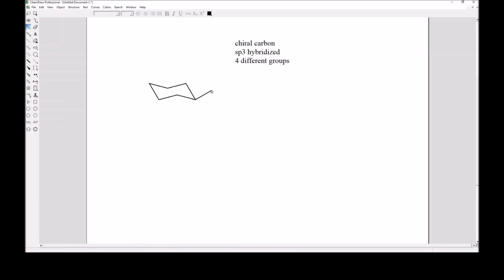So what about this one right here? Is this now a chiral carbon? And the short answer is no. So I'm going to call this a methyl group right here. And this right here is a hydrogen.